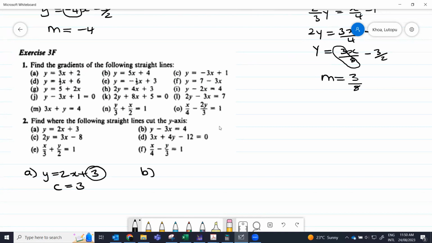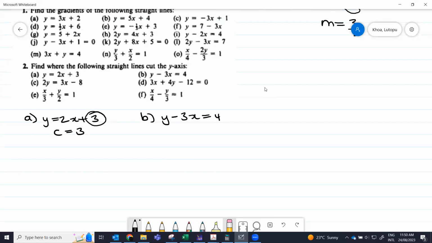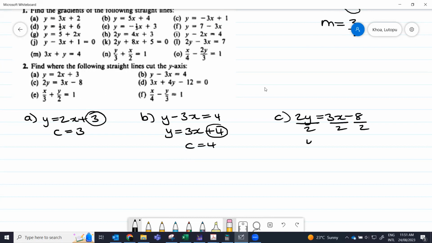Then b, we have y minus 3x is equal to 4. This is not in standard form, so we have to write this in standard form. So doing that, we have y is equal to 3x plus 4. So this is our c. Then 2y is equal to 3x minus 8. We need to divide by 2 so that it's in standard form. So y is equal to 3 over 2x minus 4. So that means my c is minus 4.